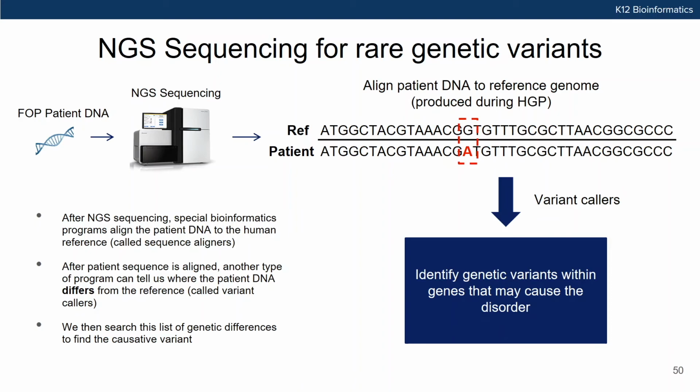Once the patient's DNA is aligned to the reference, we have special programs called variant callers that can quickly identify where the patient DNA differs from the reference. We can see one such difference circled in red for us. A change from a G allele to an A allele in the patient DNA. We then look closer to identify which genetic changes might be causing the specific disease. For example, for a disorder impacting the formation of bone, like FOP, we may want to start with DNA differences that occur within genes involved in bone formation and growth.